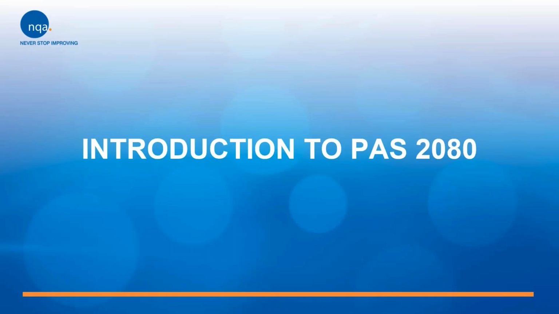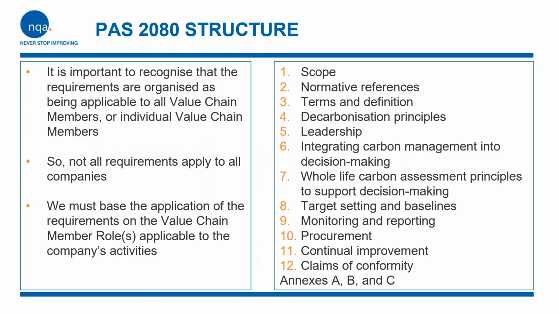So moving on to PAS 2080 itself and thinking about some of the requirements around it. As I mentioned earlier, it's important to recognize that the requirements within the specification are organized as being applicable to all value chain members and or individual value chain members. So first step to do is identify your value chain member roles so that you know exactly which requirements apply to you. So not all the requirements apply to every company, and we must base the application of the PAS 2080 specification on our specific role. It's organized across 12 clauses overall. And then there's 3 very useful annexes at the back, Annex A, B, and C.